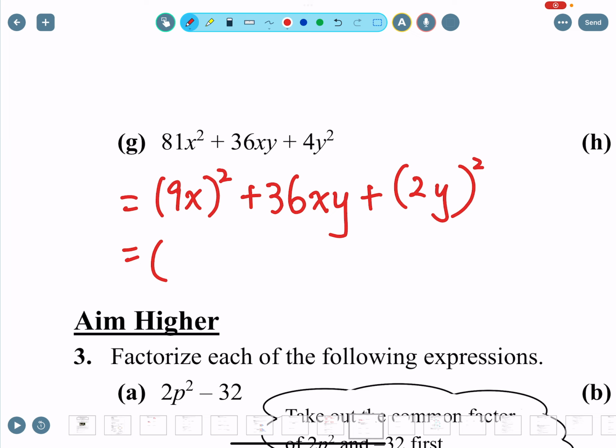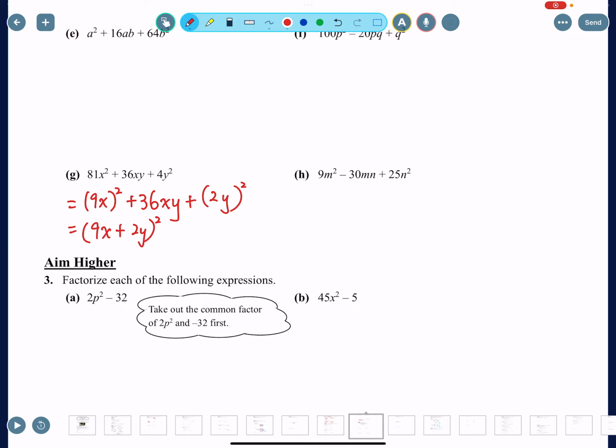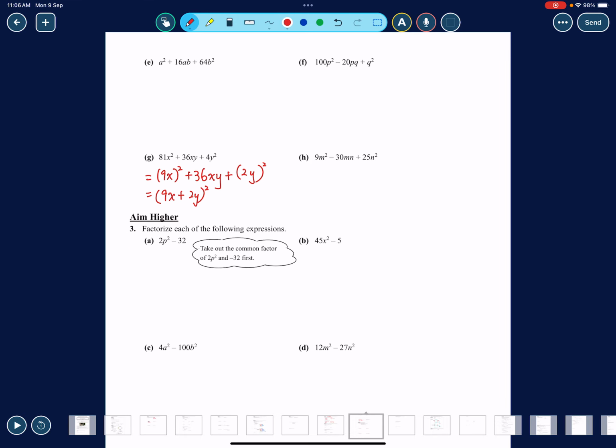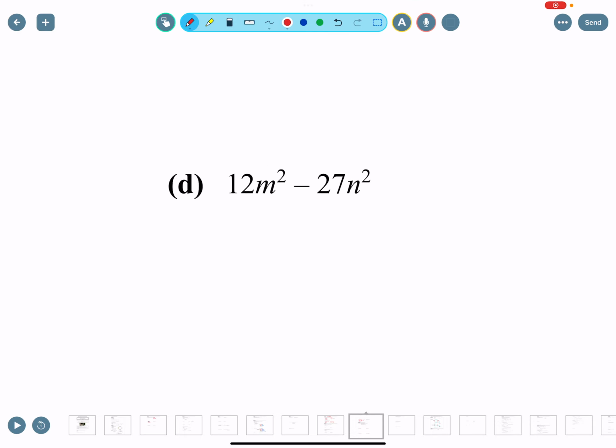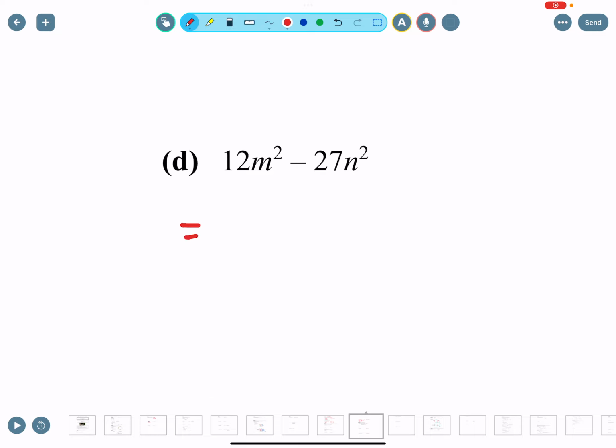Now, finally, you end up with 9x positive, and then 2y squared. The 3 terms become that one. Yeah, that's it. This is the more difficult one. If you cannot, for example, you're doing square root 12, it's giving you a decimal. If that's the case, maybe you have to do an extra step.